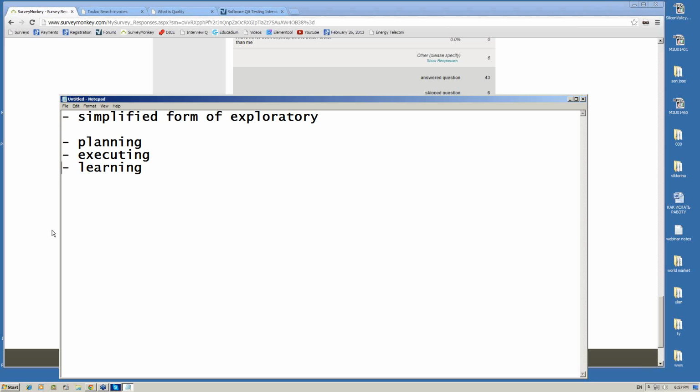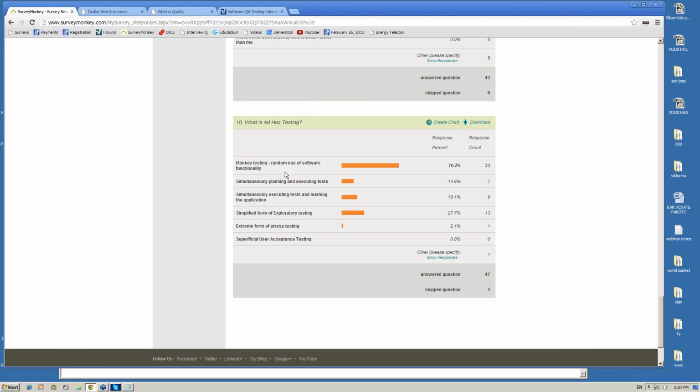Now, ad hoc testing looks like monkey, but it is not. It is a simplified form of exploratory testing. We have just 27% here, guys. It is a simplified form of exploratory testing. It is about simultaneously planning and executing. It is about simultaneously executing and learning. All those things happen at the same time. Okay.